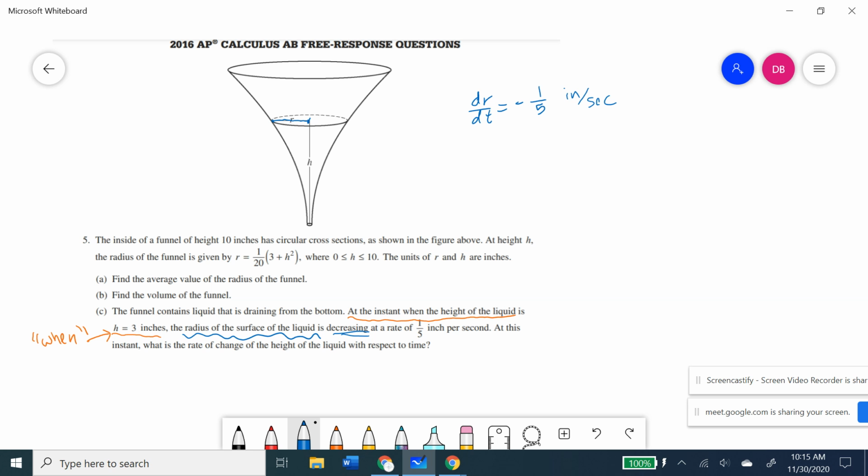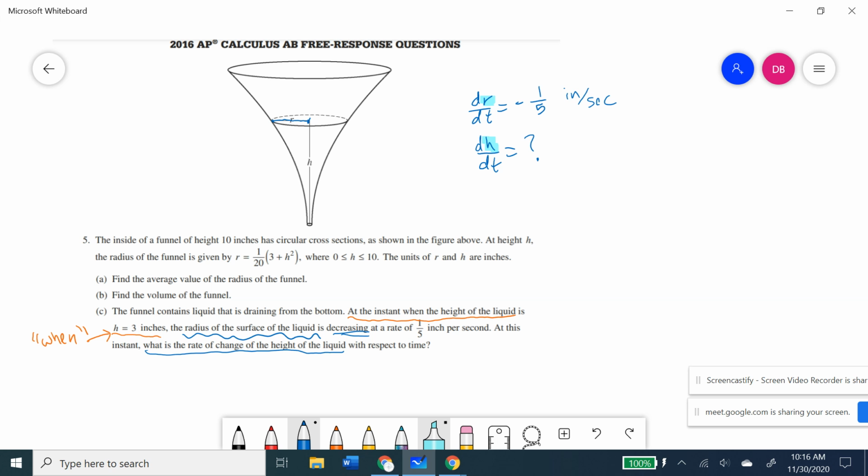At this instant, what is the rate of change of the height with respect to time? Whenever I do related rates problems, I'm looking for what is the rate of change with respect to time that they gave me. Is there more than one? What is the rate of change that they asked me to find?